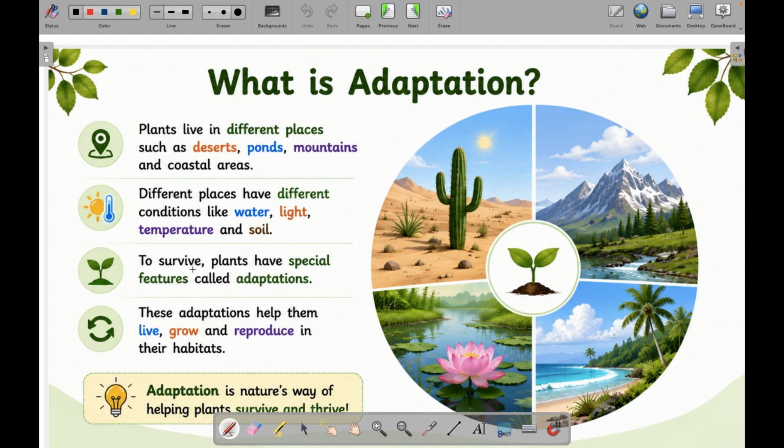So to survive, plants have special features called adaptations. This plant will have a specific set of features that this one will not have, and this one will have a specific set of features that this one will not have. Why? Because it needs the features to survive in a desert. It needs the features to survive in the coastal areas, right? So such features are known as adaptations. What is the purpose of adaptation? Adaptation helps them to survive, to grow and to reproduce in their habitats, right?